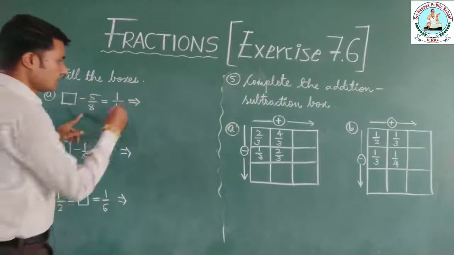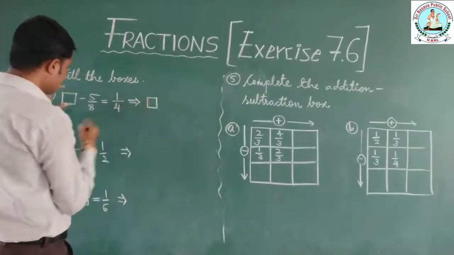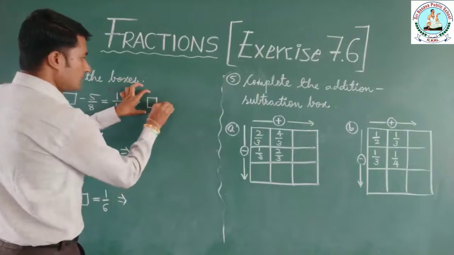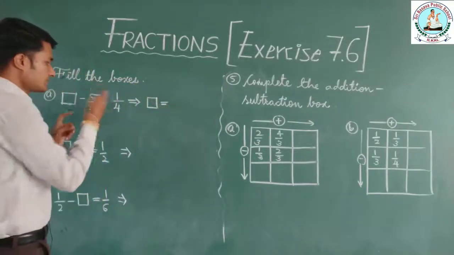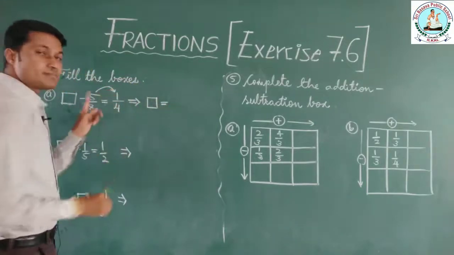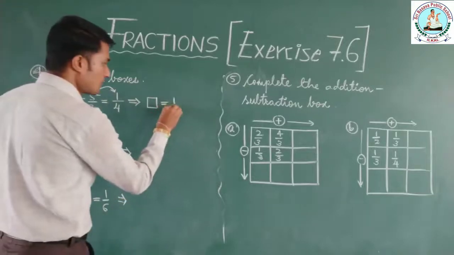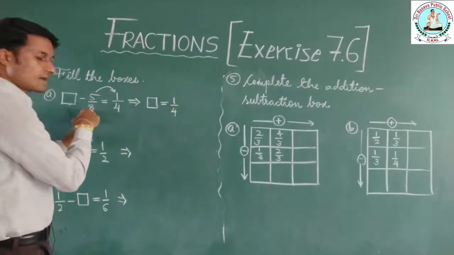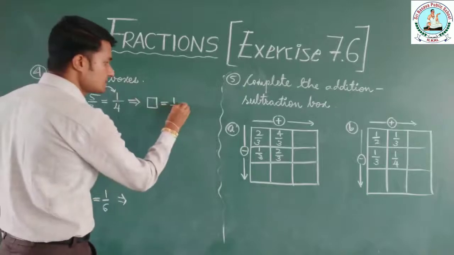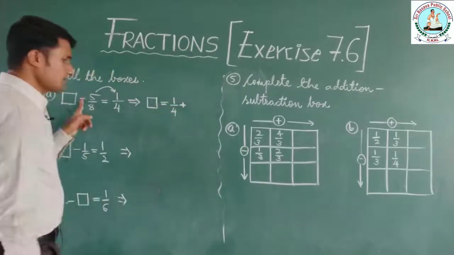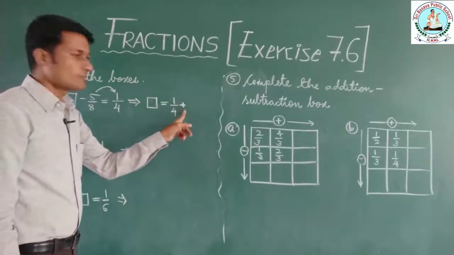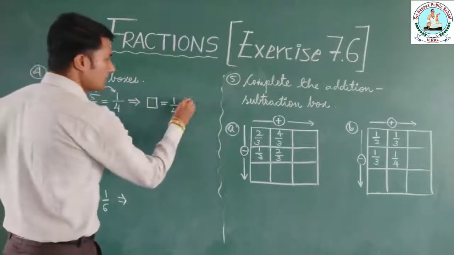So when you transfer, it will look like this. First this box will remain on the left hand side, and on the right hand side this minus 5 by 8 comes here. First there was a 1 by 4, and when this minus 5 by 8 comes here, its sign will change. So it was minus, and when it comes to the right hand side, its sign will be positive, and 5 by 8 will remain as it is.